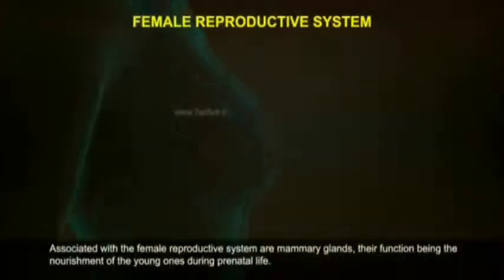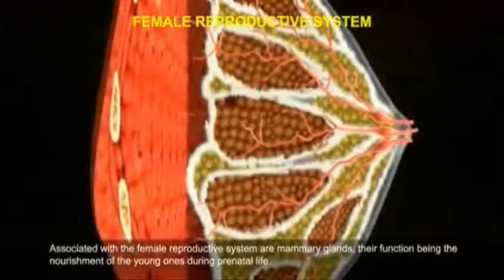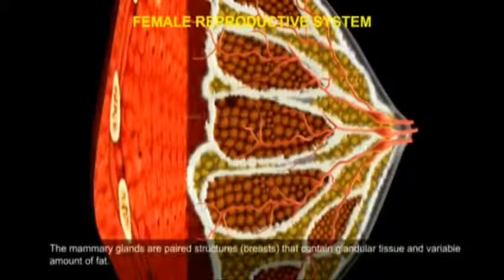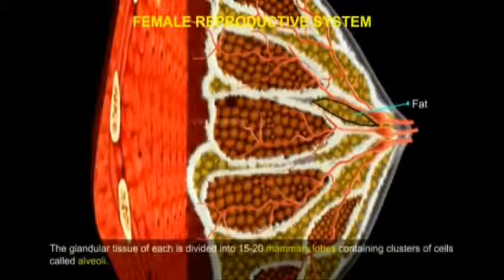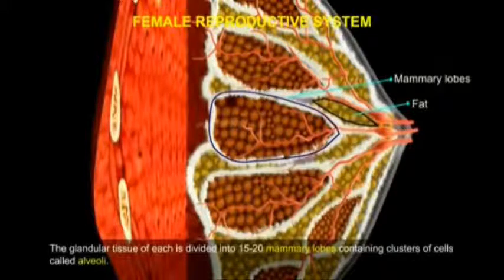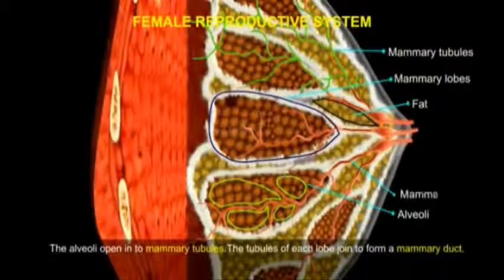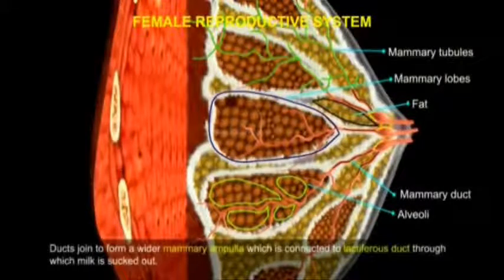Associated with the female reproductive system are the mammary glands, their function being the nourishment of the young ones during the postnatal life. The mammary glands are paired structures or breasts that contain glandular tissue and a variable amount of fat. The glandular tissue of each is divided into 15 to 20 mammary lobes, containing clusters of cells called alveoli. The alveoli open into mammary tubules. The tubules of each lobe join to form a mammary duct. Ducts join to form a wider mammary ampulla, which is connected to a lactiferous duct through which milk is sucked out.